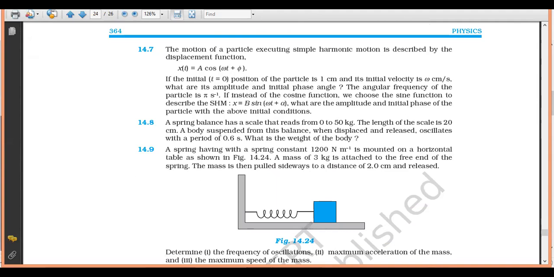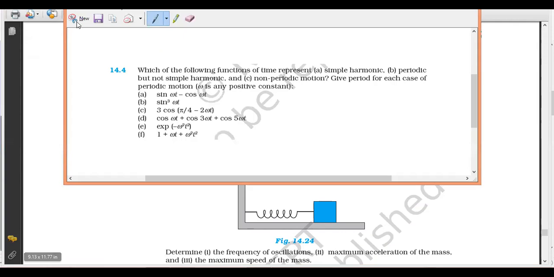Let's try 14.7 or 14.8. Looks like 14.8 is the easy one. So let's try that.